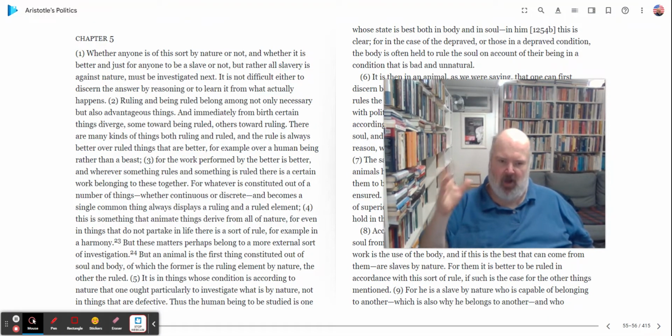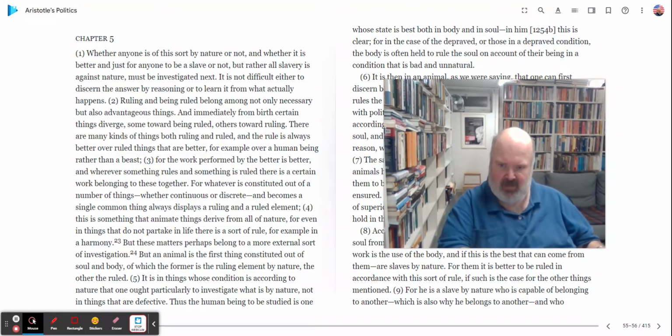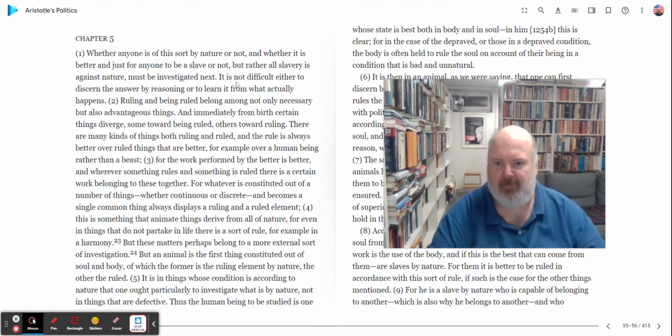One question is whether there is anyone who is a slave by nature or not. And then whether it is better and just for anyone to be a slave or not. That's the second thing. But rather all slavery is against nature. These three things must be investigated. But it's not difficult either to discern the answer by reasoning or to learn it from what actually happens.